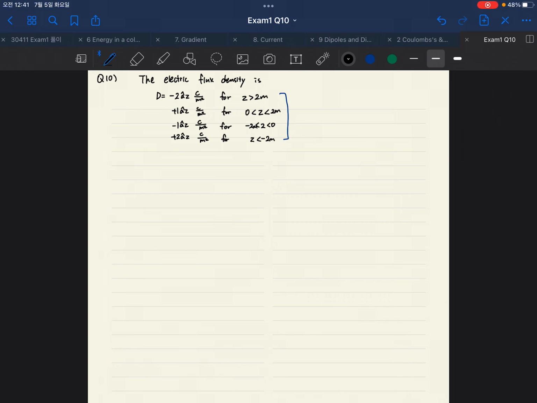So first, I'm going to draw a figure so that we can understand it easier and divide up the sections easier. I'm going to divide it up as this is the z-axis, 2 meters here, 0 here, and negative 2 here.